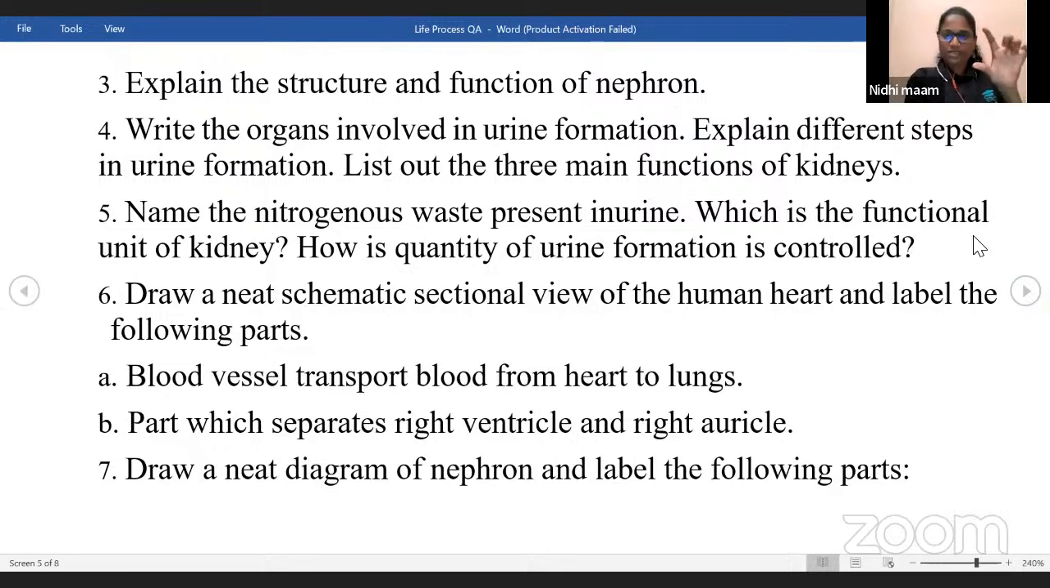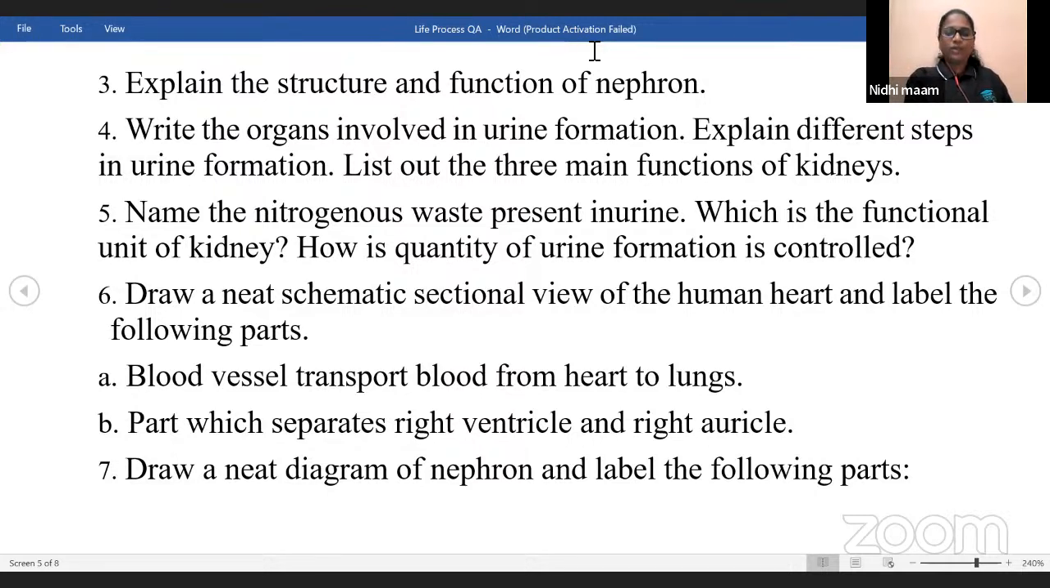You have to write the parts of the nephron as well as parts of a kidney. Okay? And 3 main functions of the kidney. What are the 3 main functions of the kidney? Filters the blood, formation of the urine, maintains the pH of the blood.